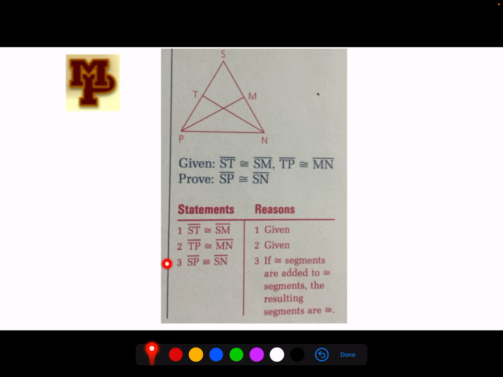So here's our proof. Our final statement would be SP is congruent to SN. And the reason for that is if congruent segments are added to congruent segments, the resulting segments are congruent. So again, we saw that in that last picture as well.